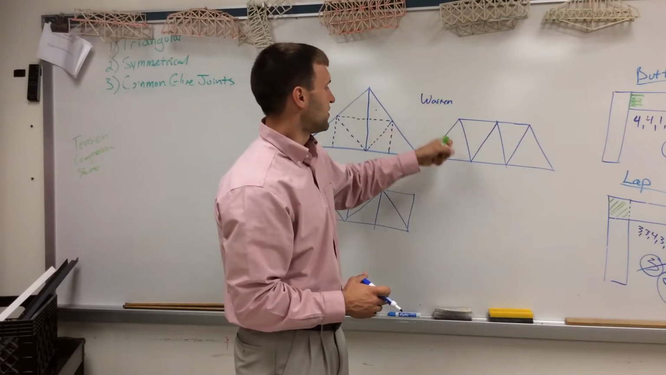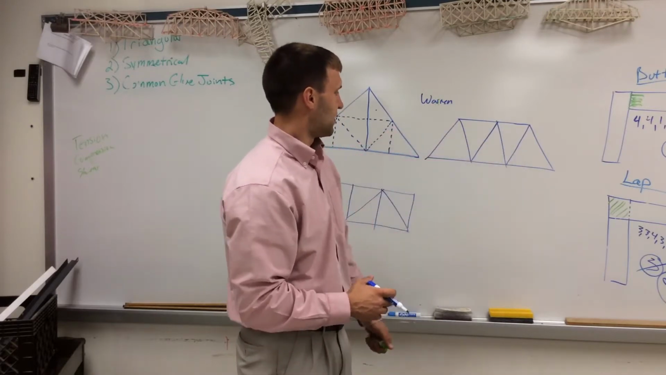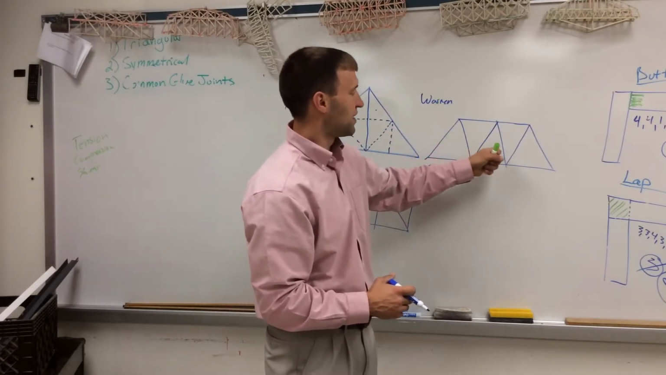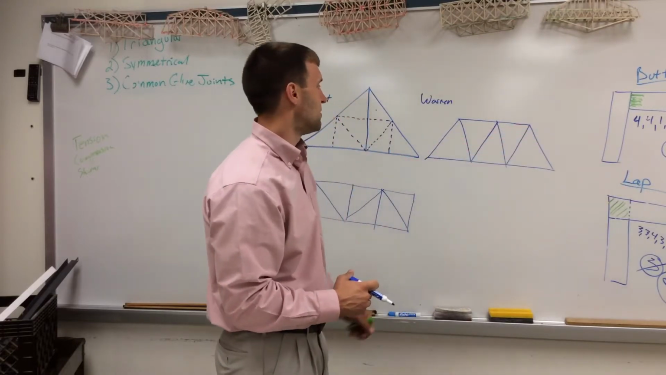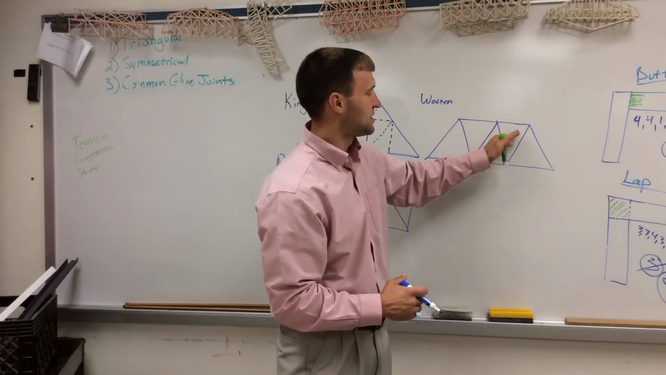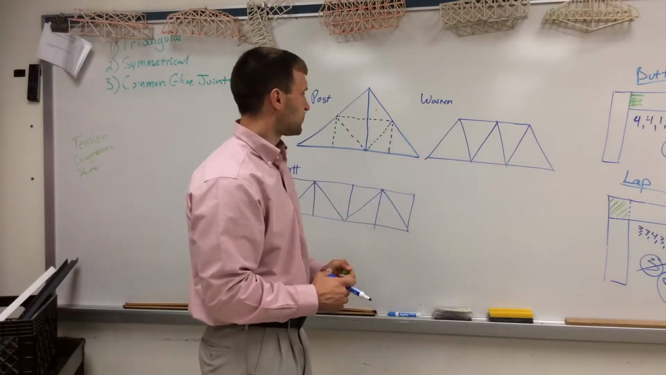So Warren can have, in this case, 5 triangles. This could be as simple as 3 triangles, and it could go all the way out to many, many more triangles than that. But in either case, these triangles should be similar in size.